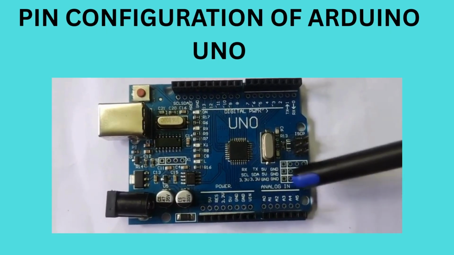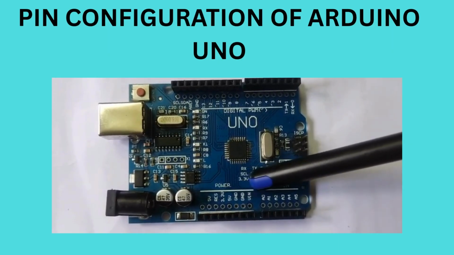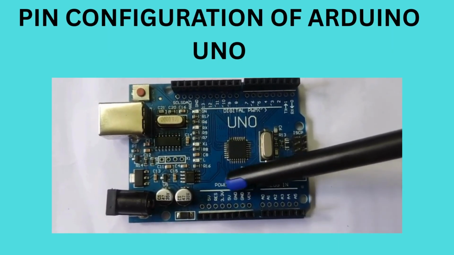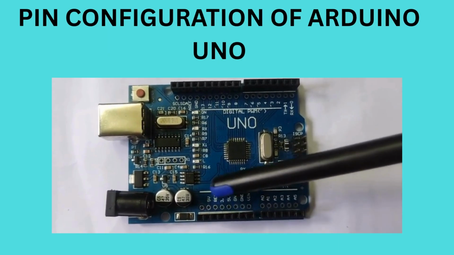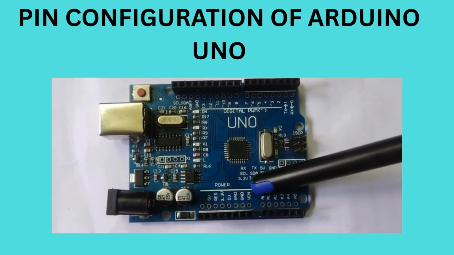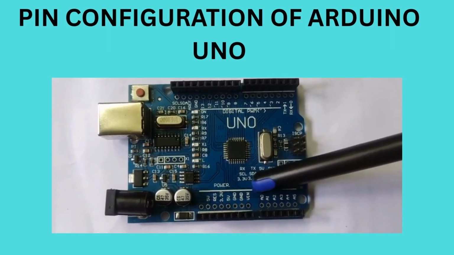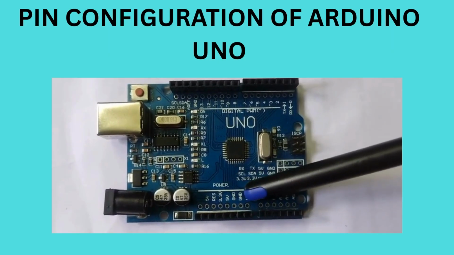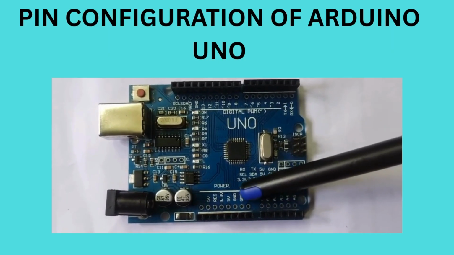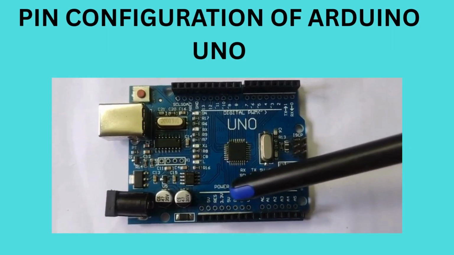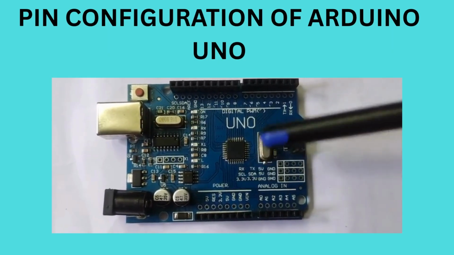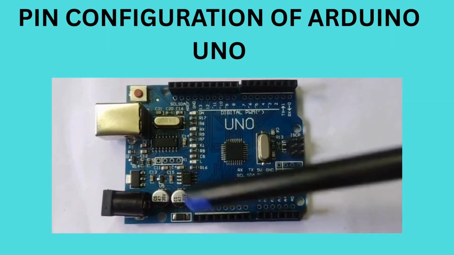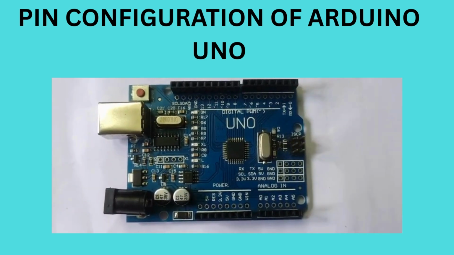And next, going to the power pin section. In this section, there are several power pins: 3.3 volts, 5 volts, and Vin. All those supply power to other components. Next, going to the ground pins. These ground pins provide the negative power supply to the batteries, sensors, all those. These are the pin configurations of the Arduino Uno board.